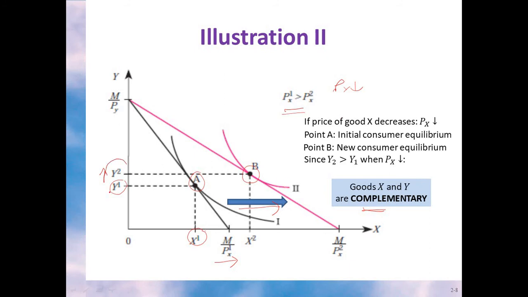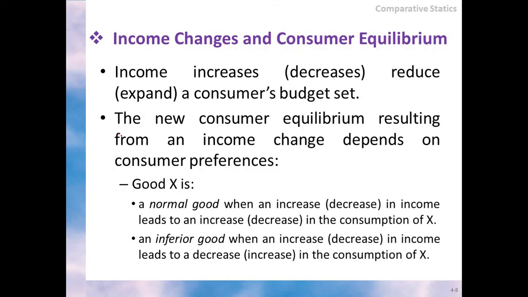Okay, you can see the differences here. The previous one, Y goes down. This one, Y goes up. So you have to understand again what we mean by substitute goods and what we mean by complementary goods. Okay, that is for price.